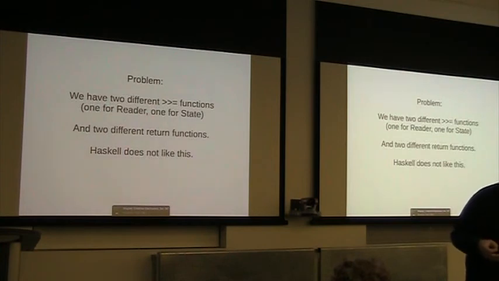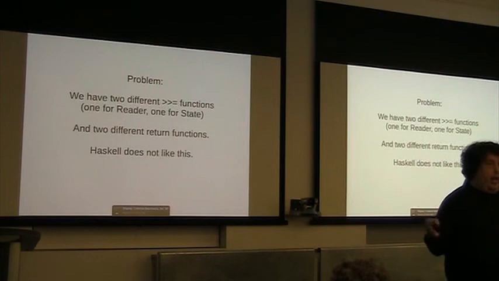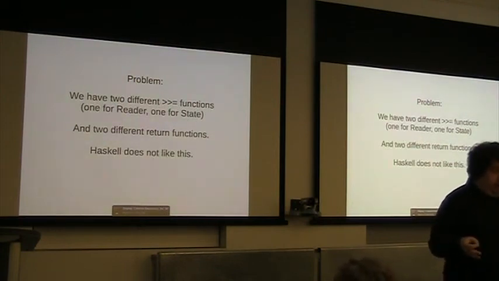One for reader and one for state. And two different return functions. Haskell actually does not like this, unless you do it the right way. Haskell will sit there and go, why do you have multiple functions? And you'll have all sorts of fun importing stuff and so on.